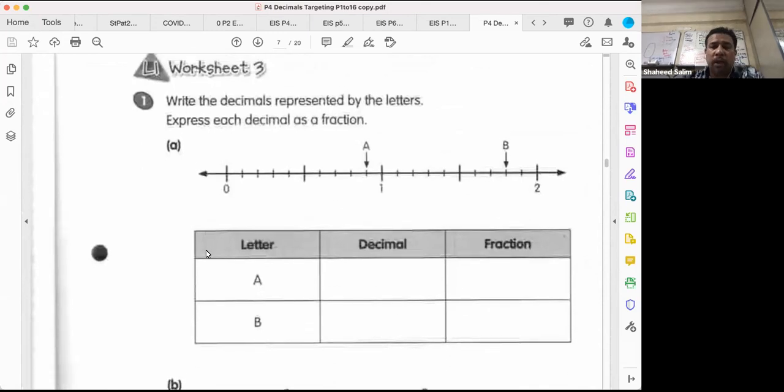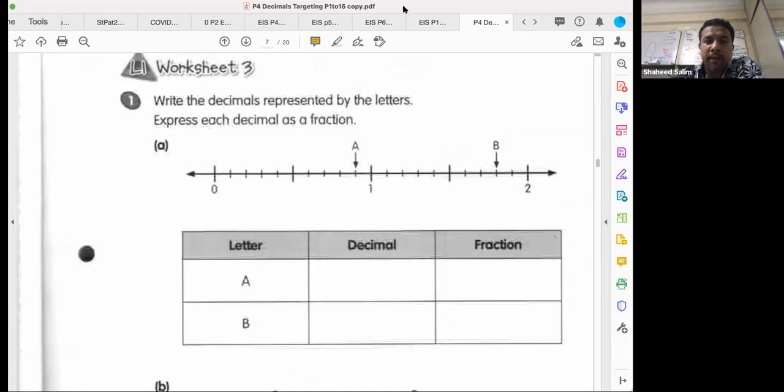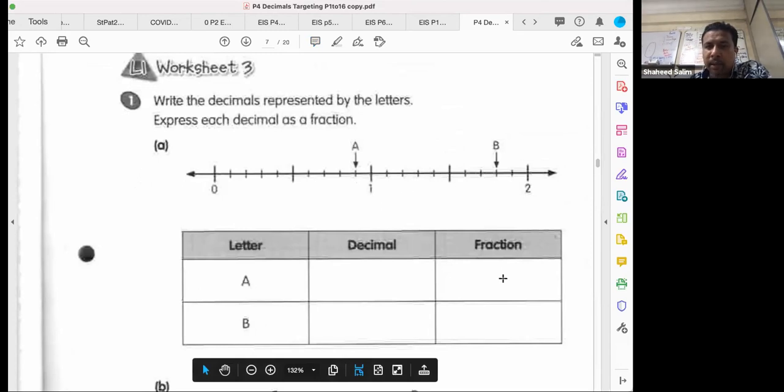Okay, what we're gonna do now, we're gonna find out the readings in decimal. So you have now this thing over here. Can you write down what is it in decimal? B, what is it in decimal? And then what is it in fraction?